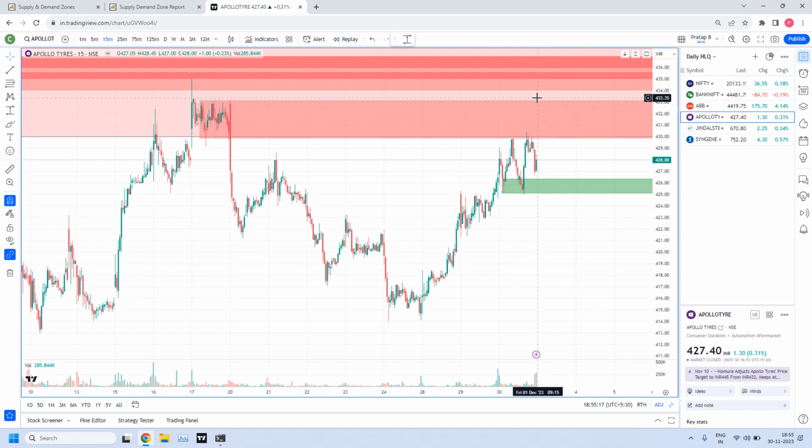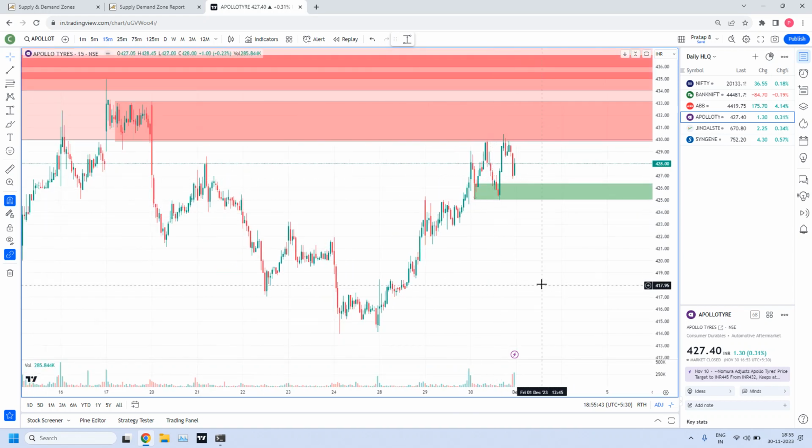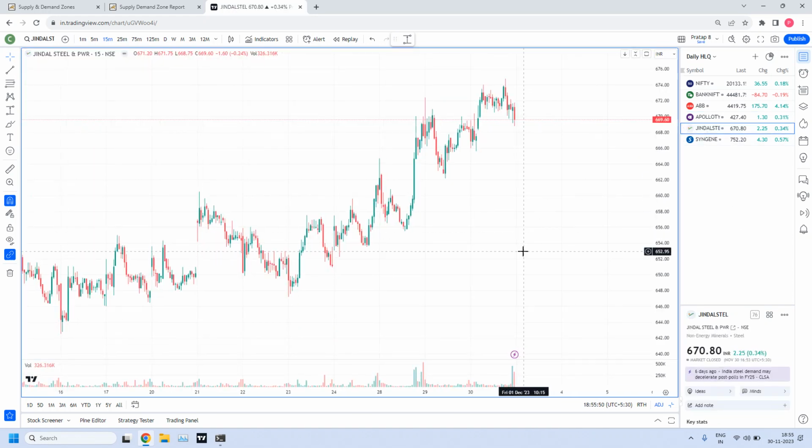Maybe according to the high liquidity zones point of view, it did its job. But according to the risk management point of view, we cannot take the trade. It looks like a successful trade, but it is not a valid trade. So that's why I'm not considering this as a valid trade, even though it has given profit during the intraday. So that means in Apollo Tire also we did not get the entry. Jindal Steel prices did not reach.